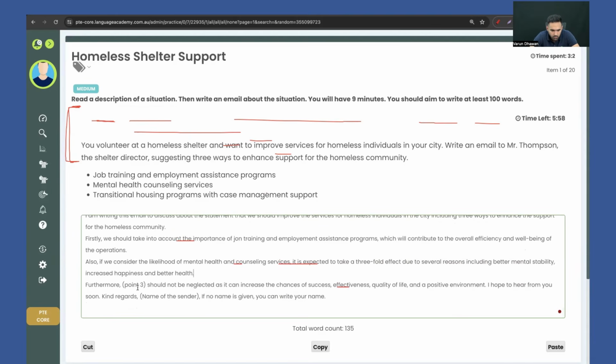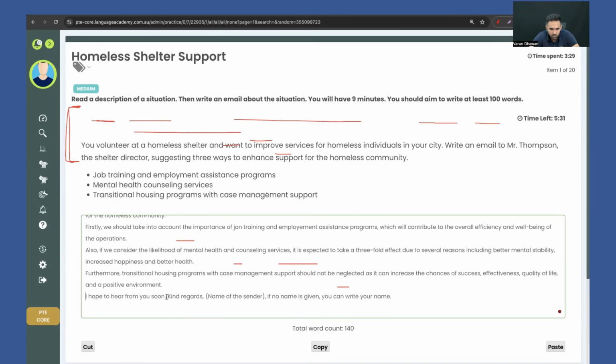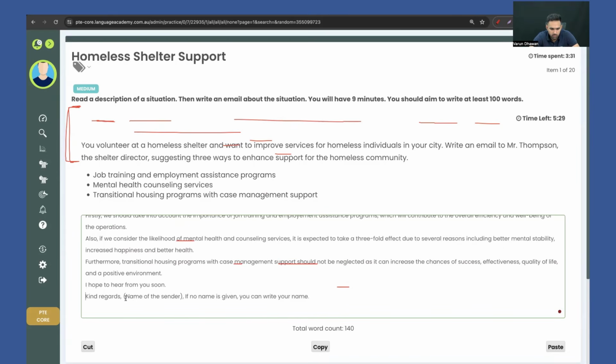Furthermore, point number 3, transitional housing programs with case management support should not be neglected, as it can increase the chances of success, effectiveness, quality of life, and this has to go in the next sentence. This has to go in the next sentence. Kind regards, your name. Now we have to write a maximum of 120 words, right?